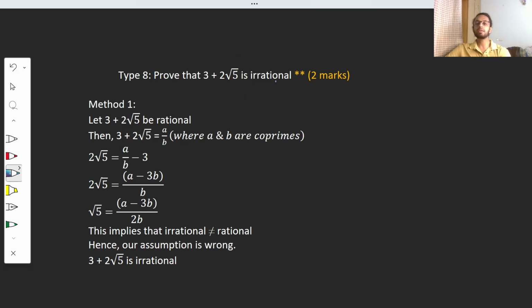If they ask this question in 5 marks, we have to take this root 5 separately, prove that root 5 is irrational, like how we did in the previous type. We have to prove, and then we have to continue with these steps. But if they ask it in 2 marks or 3 marks or 1 mark, then we just write the steps that follow.